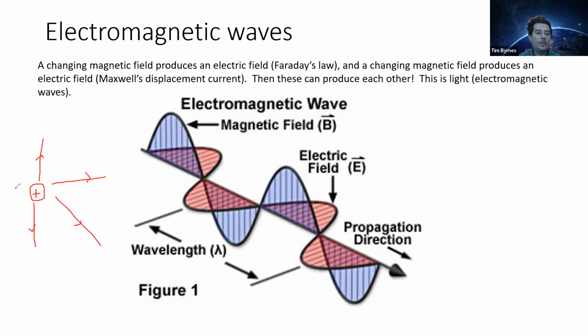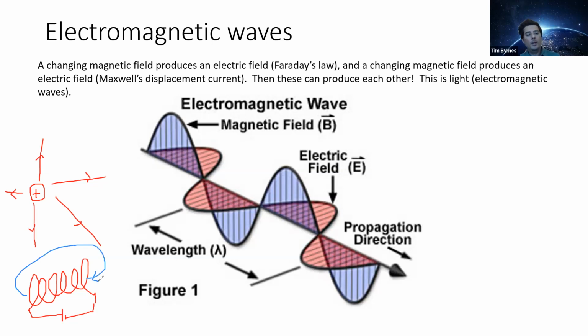And similarly, if you've got a current, so say you've got a coil of wire like this, and a battery maybe, then using the right hand rule, you can work out that the magnetic fields kind of go around somewhere like this.